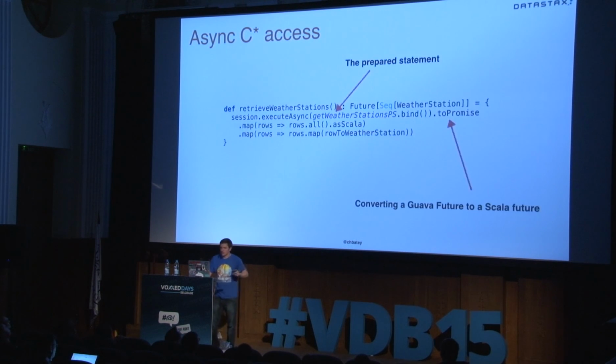When we come to execute them, we always want to use execute async. There is an execute, but that's just going to block on a future under the covers. Now, because I'm doing this inside Scala, what I need to do is convert the Guava listenable future into a Scala future. I won't show you that code, but it's on Stack Overflow. You can go and find it.